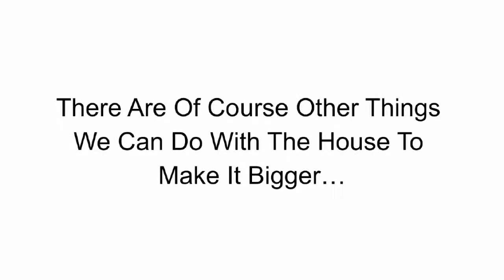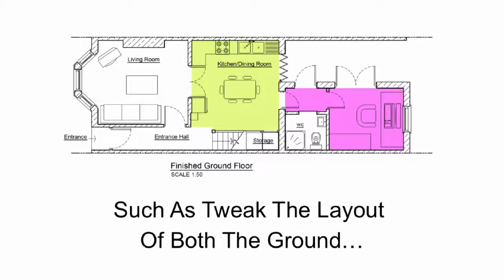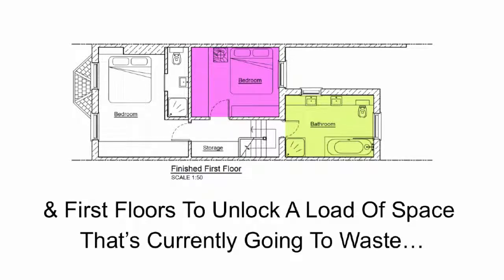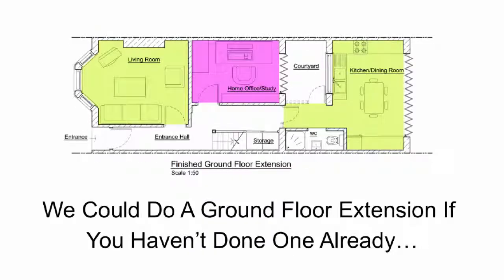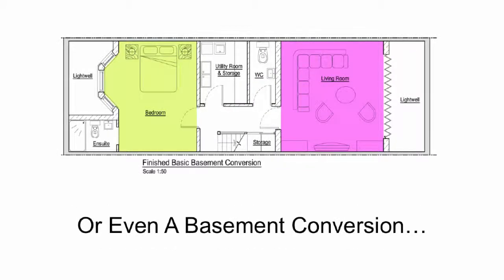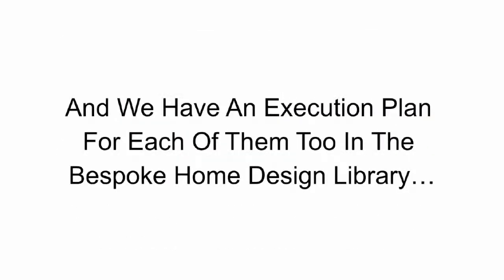There are, of course, other things we can do with the house to make it bigger, such as tweak the layout of both the ground and first floors to unlock a load of space that's currently going to waste. We could do a ground floor extension if you haven't done one already, or even a basement conversion, and we have an execution plan for each of them too in the Bespoke Home Design Library, so make sure to check them out.